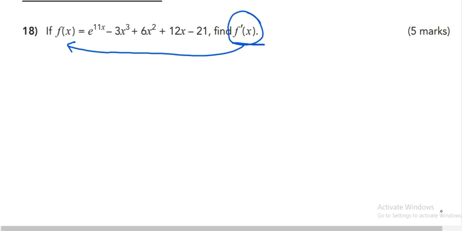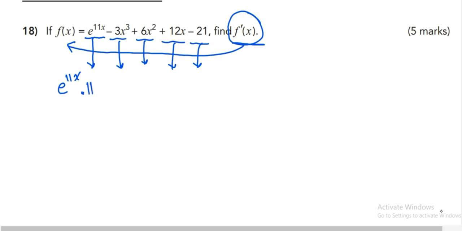To differentiate this expression, we can see that this expression consists of some parts, between all of them plus or minus. No multiplication or division. So simply we will differentiate each part separately. The first part, the second part, third part, fourth part, fifth part, and write the answers beside each other. We will differentiate each part according to its type or its form. E to the power of 11x is exponential, we write the same function multiplied by the differentiation of the power.